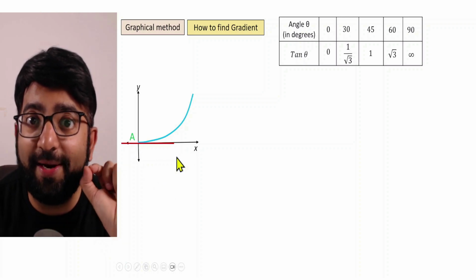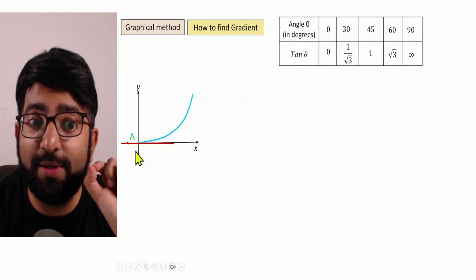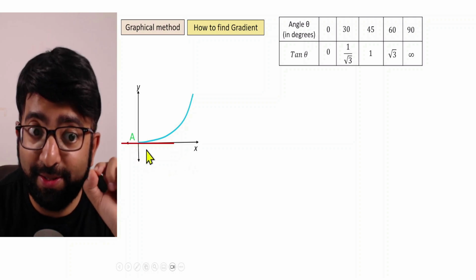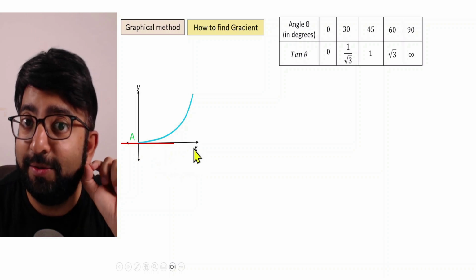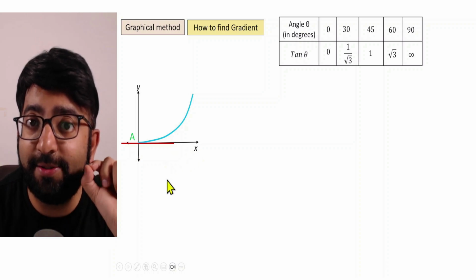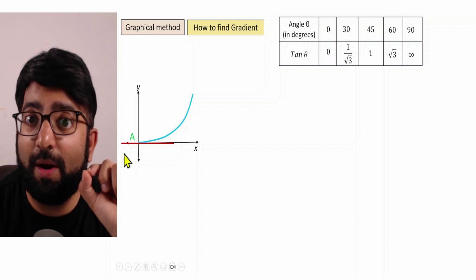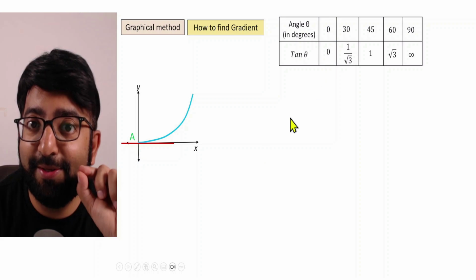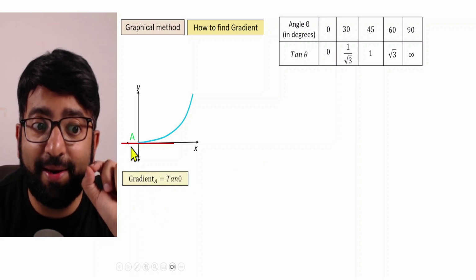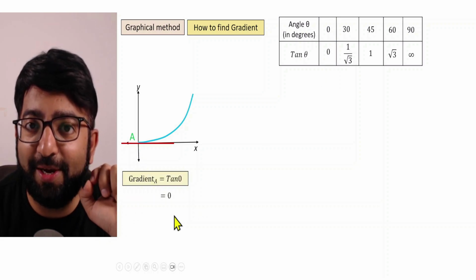Step number two, we have to find the angle theta, the angle which the tangent makes with the x-axis. In this case, the red tangent you can see is along the x-axis. So the angle theta will be 0 degrees. And step three is the gradient of the graph at this point will be tan of that angle. So tan 0 is 0. Hence, we can write gradient at A is tan 0, which is just 0.